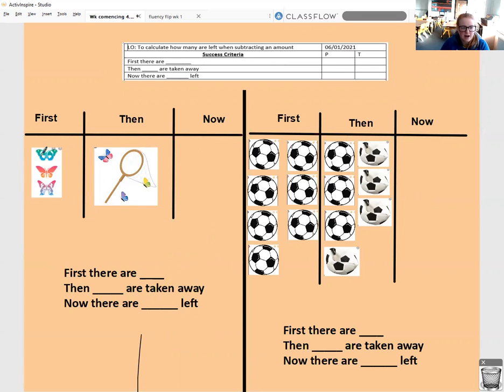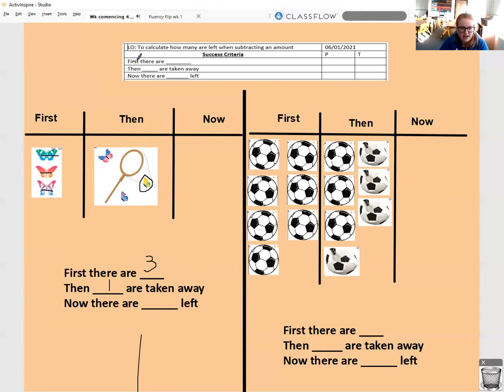So firstly, how many butterflies do we have? 1, 2, 3. We've got 3 butterflies. Then 1 is caught in a net. So how many are taken away? 1 is taken away. If we started with 3, first there were 3, then 1 was taken away.